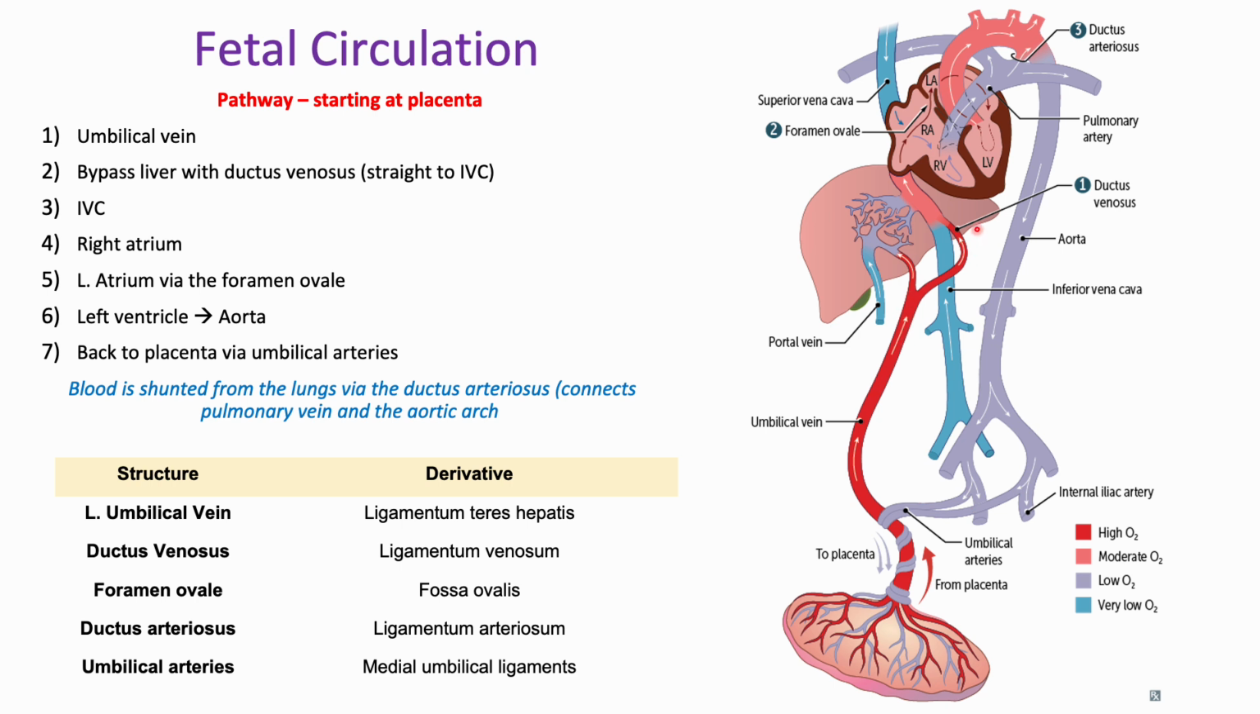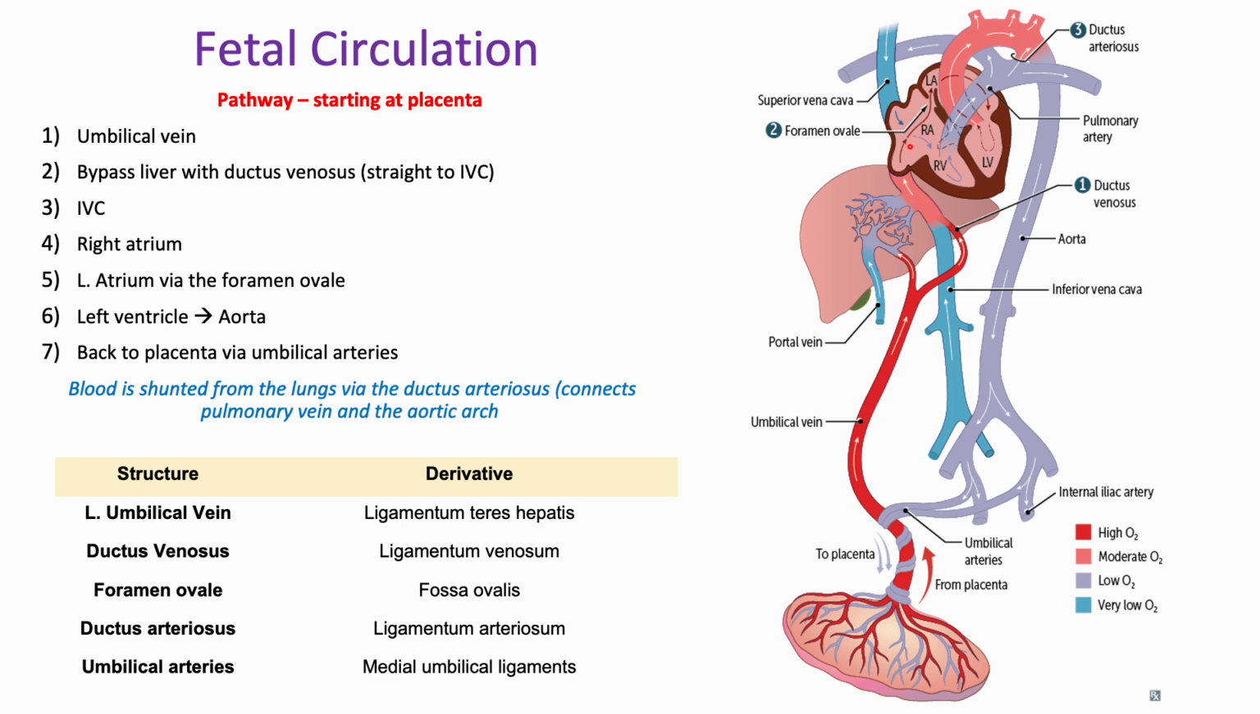So we're going to bypass the liver via what we're going to call the ductus venosus. So the ductus venosus is, again, a pathway that allows us to bypass the liver and go directly into the inferior vena cava. Okay, so we're bypassing the liver in the portal system. So we get into the inferior vena cava. So now we can see that we've got some oxygenated blood going into the heart. That oxygenated blood is then going to go into the right atrium.